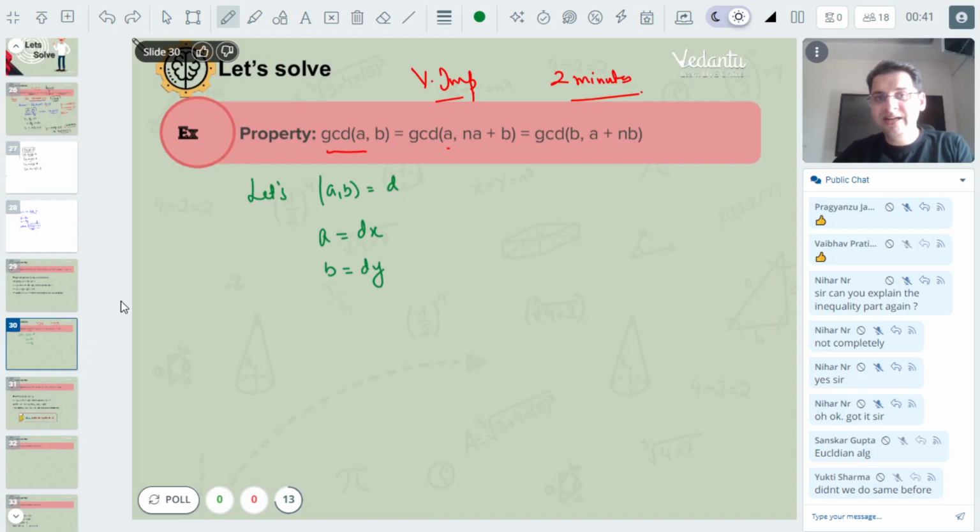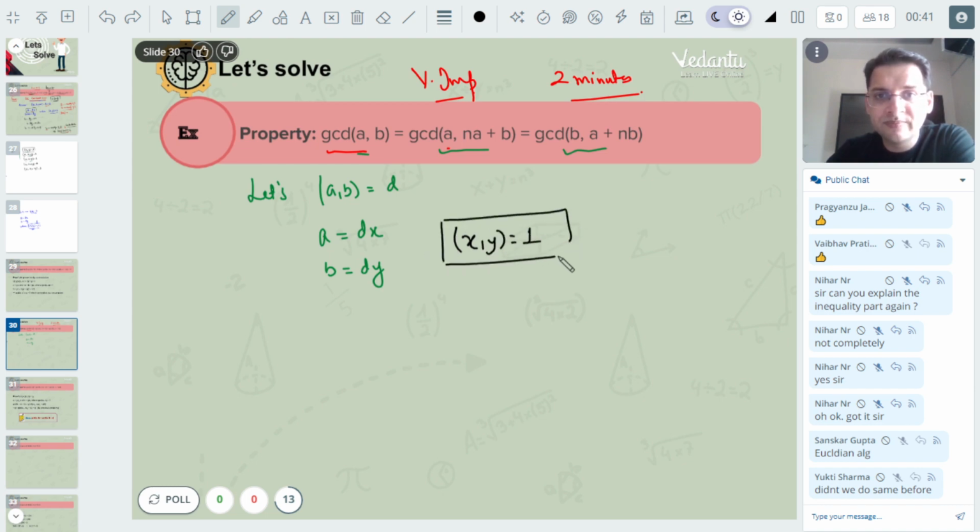This is different. It says whatever the GCD is, the GCD of these two is going to be the same as the GCD of these two. So let's assume the GCD of a and b to be d. a is dx, b is dy, and hence x and y are co-prime. x and y are co-prime. Is it clear?